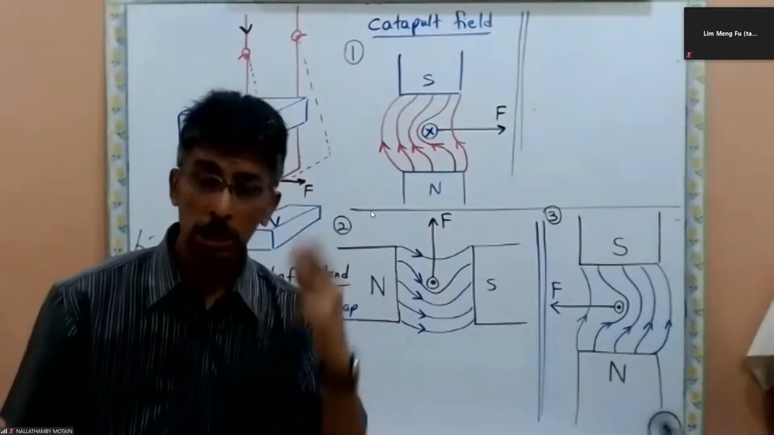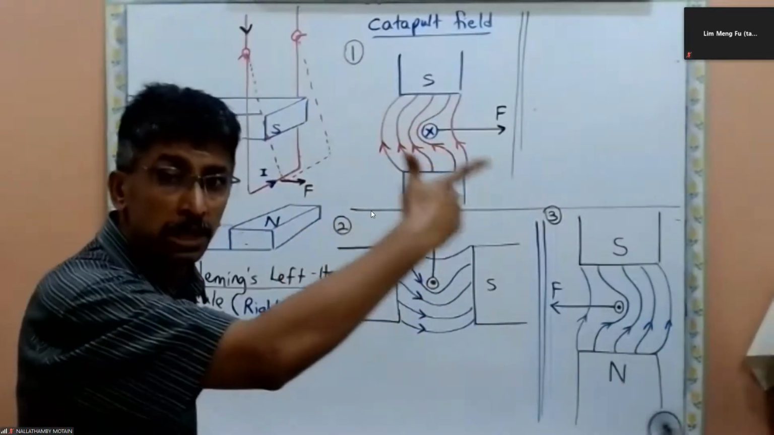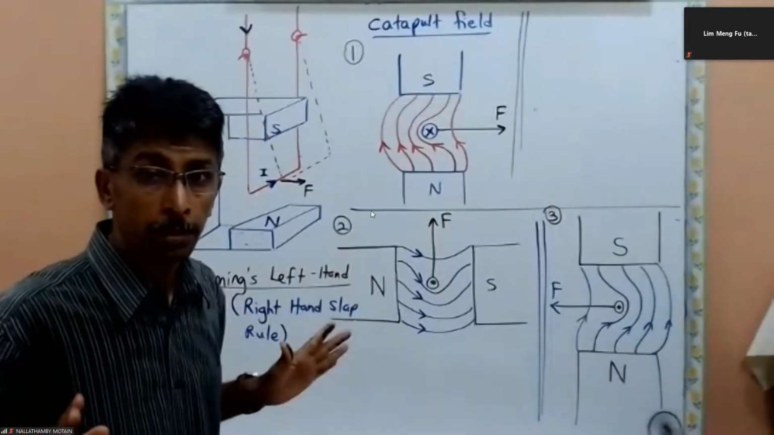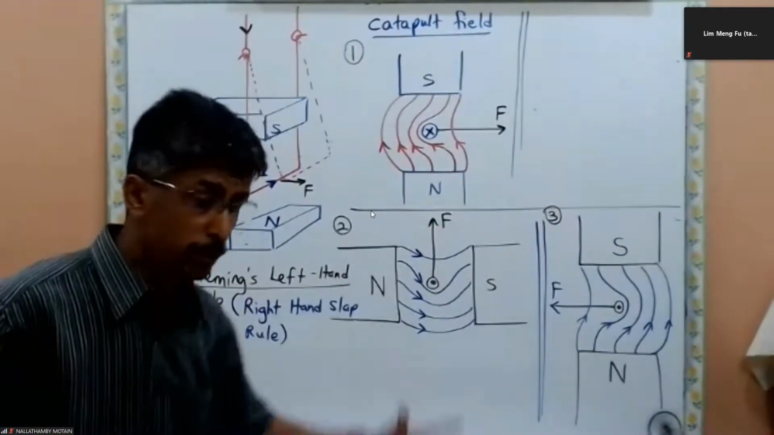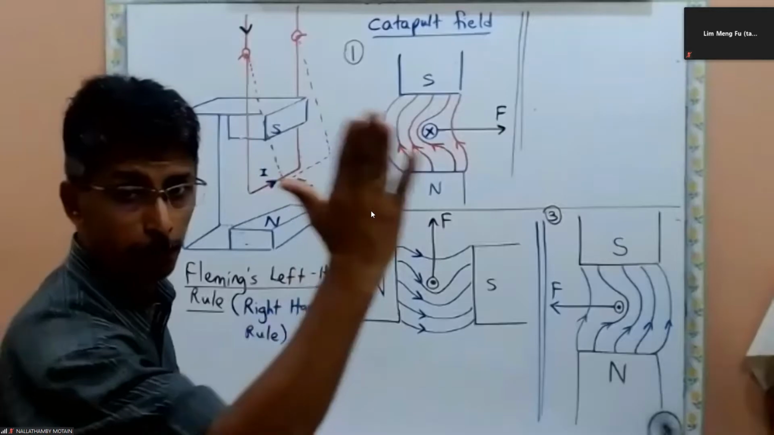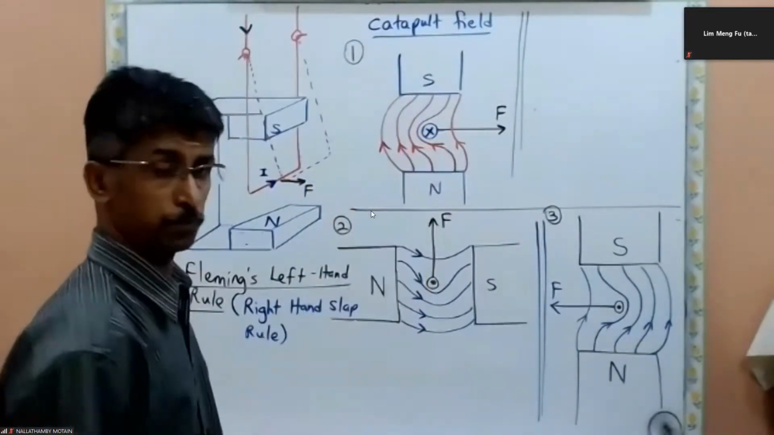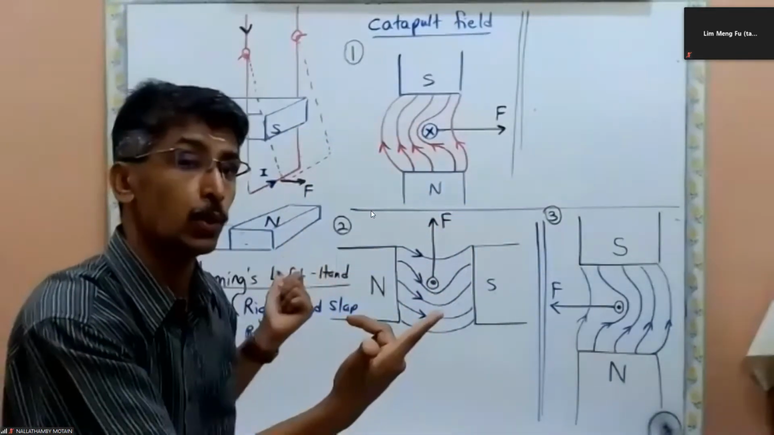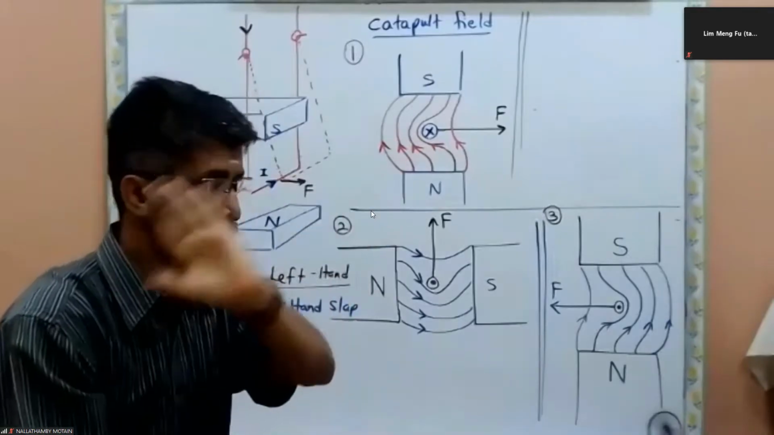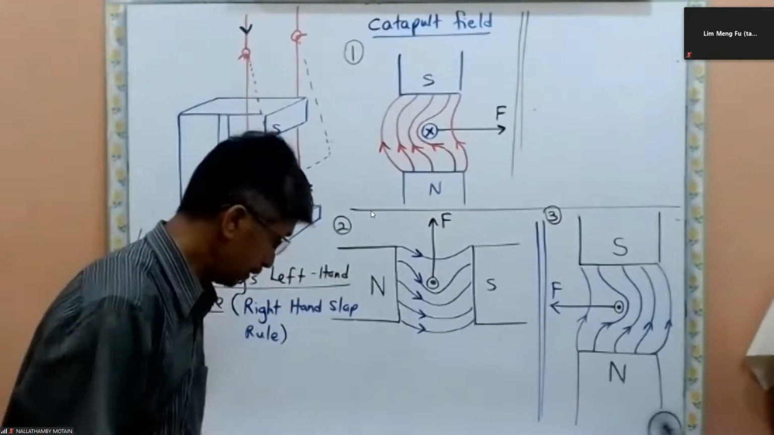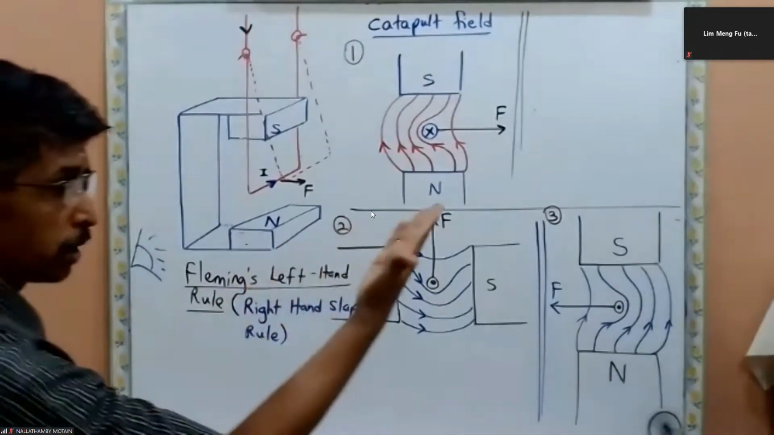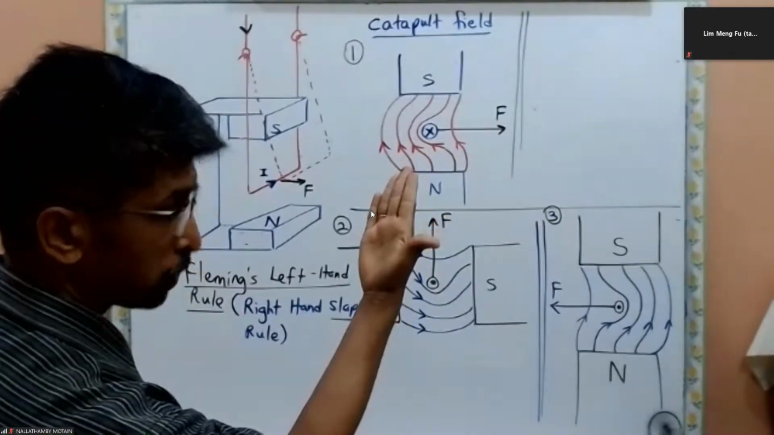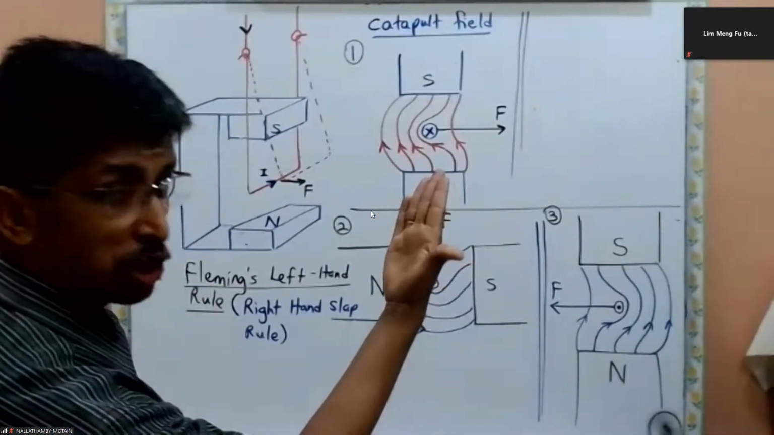When we come to subtopic number 3, induction, over there we are using Fleming's right hand rule. There is a difference, so you have to differentiate these two. For Fleming's left hand rule, we can use the replacement right hand slap rule. But for Fleming's right hand rule, we cannot say there's a left hand slap rule. No, that is wrong. In the right hand slap rule, your thumb shows the direction of the current, and the four fingers show the direction of the magnetic field.